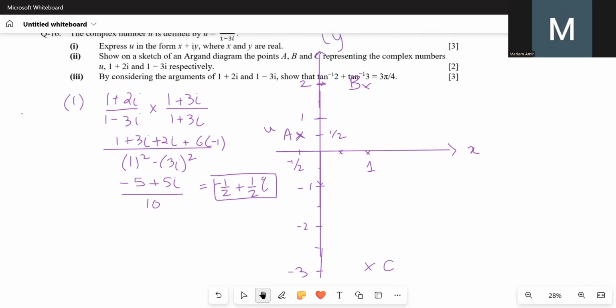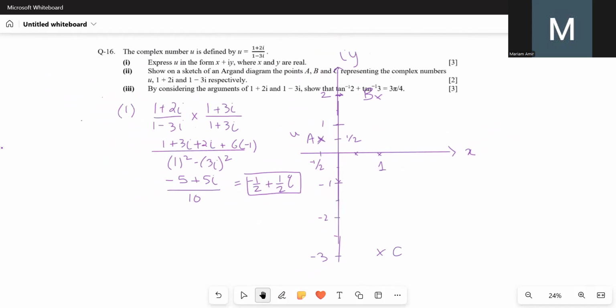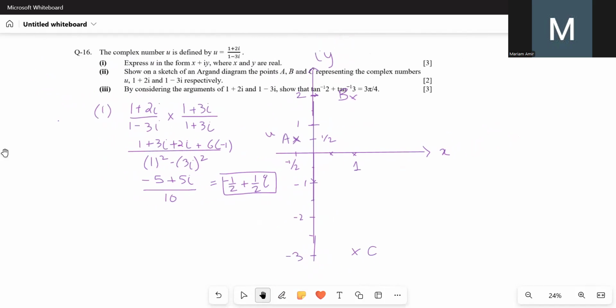So that's done. I've labeled the Argand diagram and I've plotted the point A, which was negative half plus half iota, then the point B, which was 1 plus 2 iota, and then the point C, which was 1 minus 3 iota. So part 2 is done.